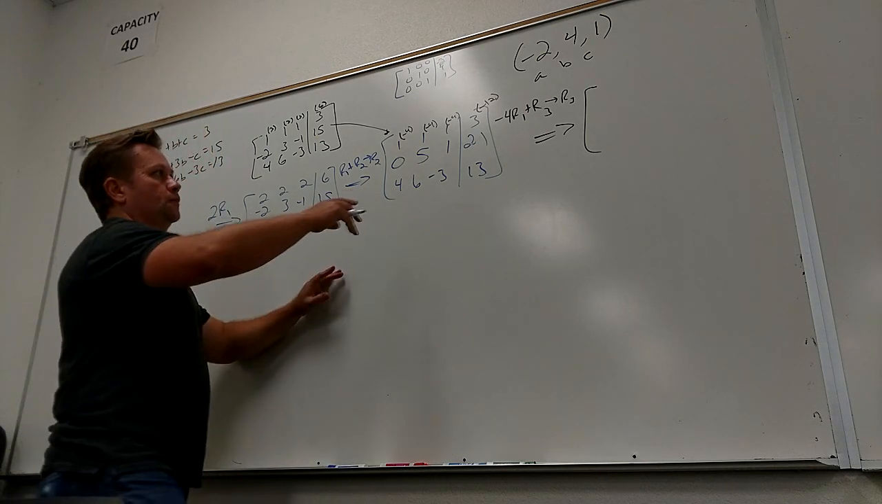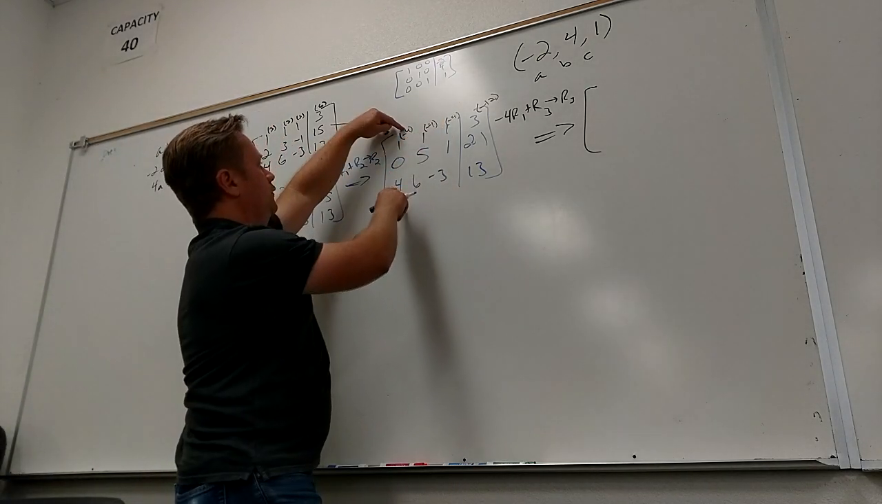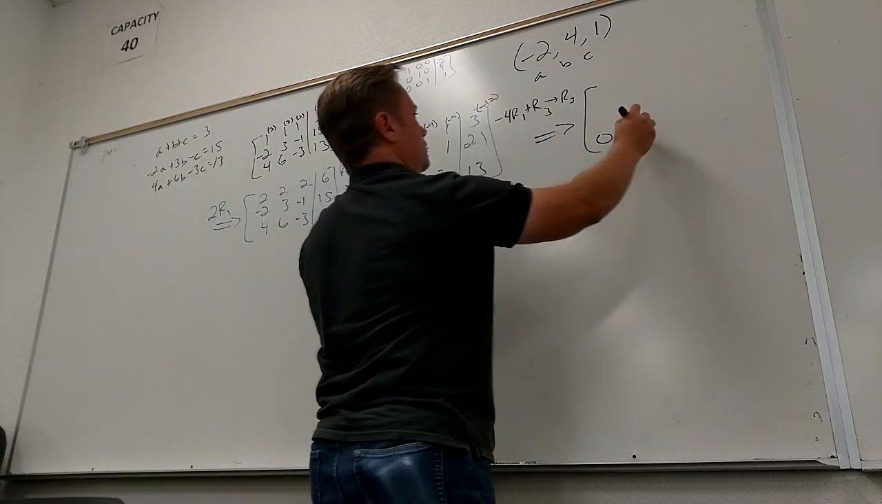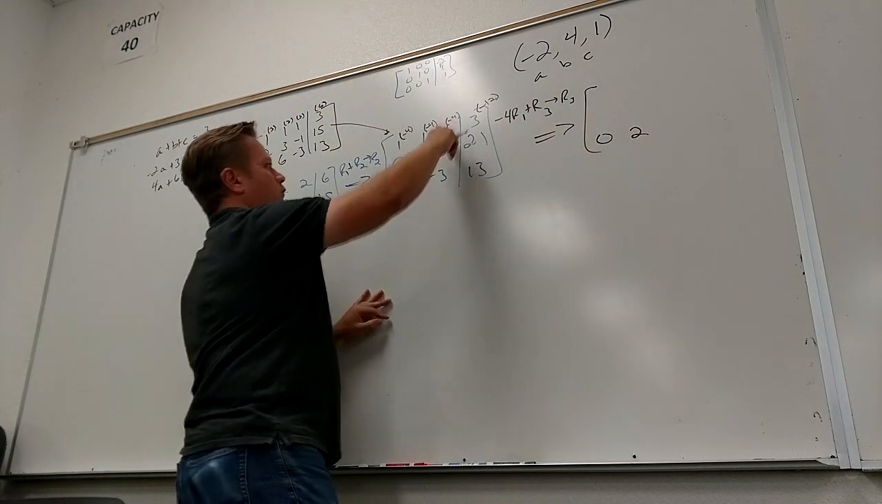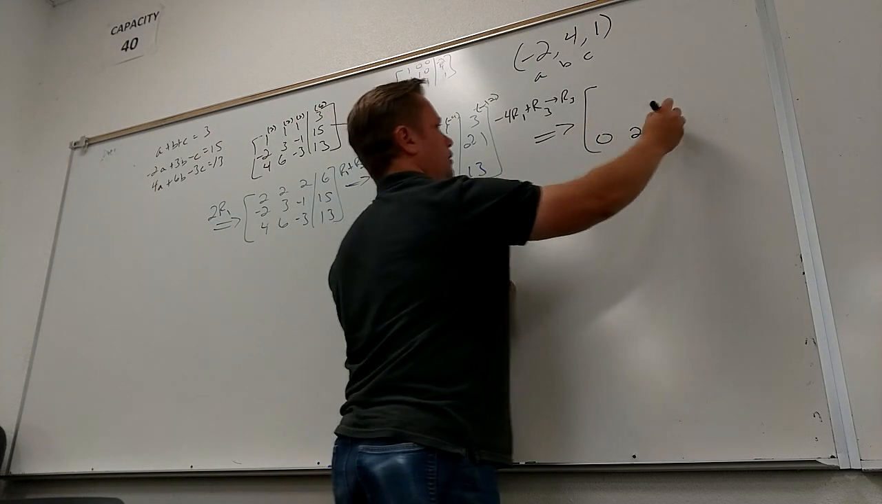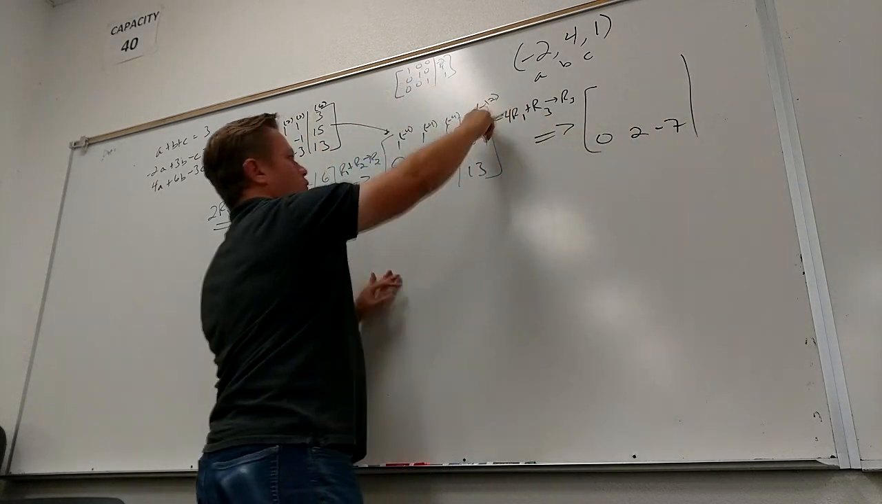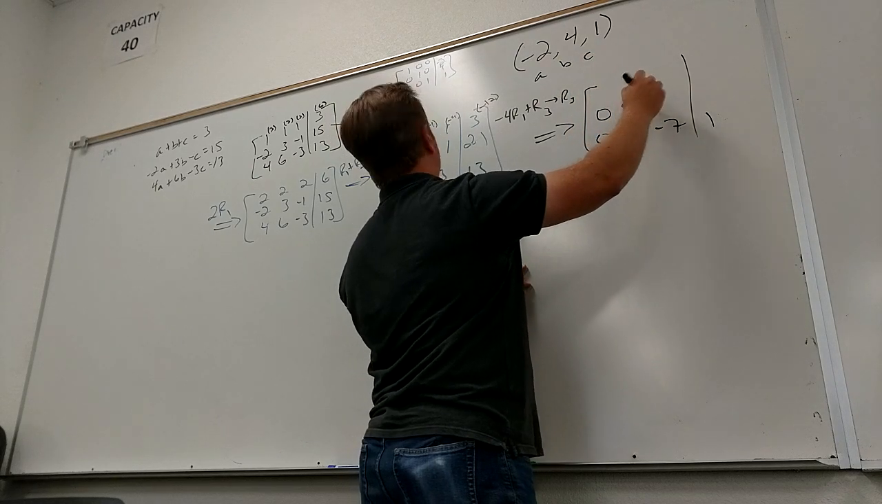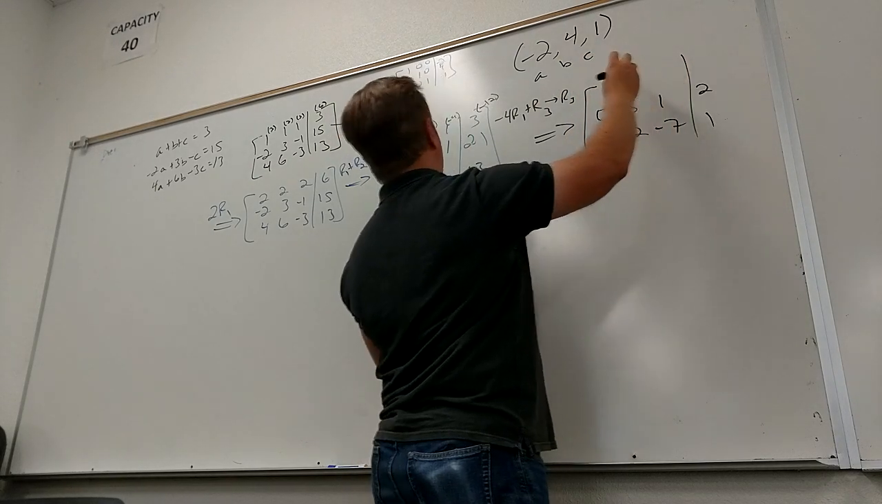Okay? So here, what am I going to get? Negative 4 and 4? 0. Negative 4 and 6? 2. Negative 4 and minus 3? Negative 7. And negative 12 plus 13? 1. Say again? Why do I add?